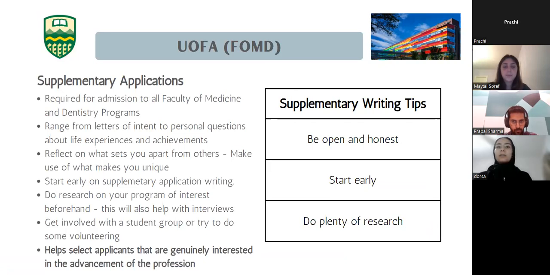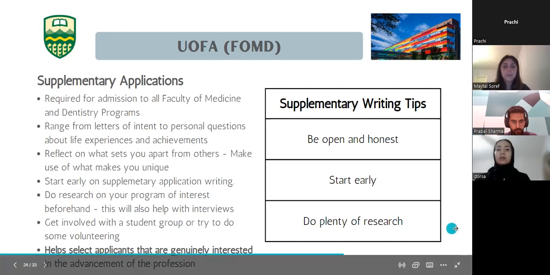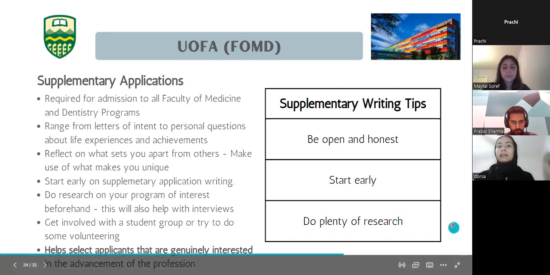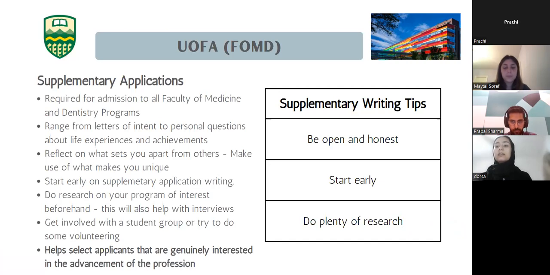Start early on supplementary application writing and do research on your program of interest beforehand. This will also help with interviews. Get involved with a student group or try to do some volunteering and extracurriculars as well. This helps select applicants that are genuinely interested in the advancement of the profession. And through these writings, be honest and open, start early beforehand, and do plenty of research.